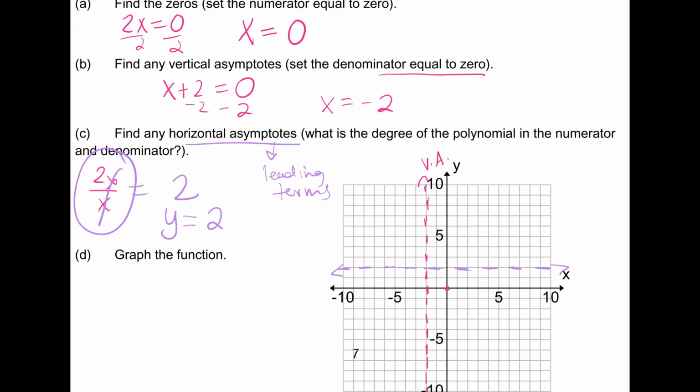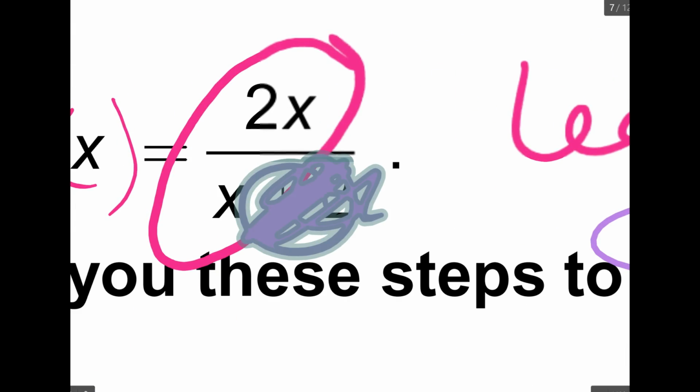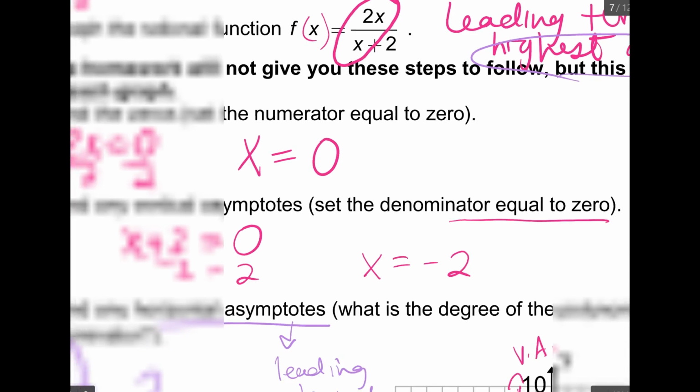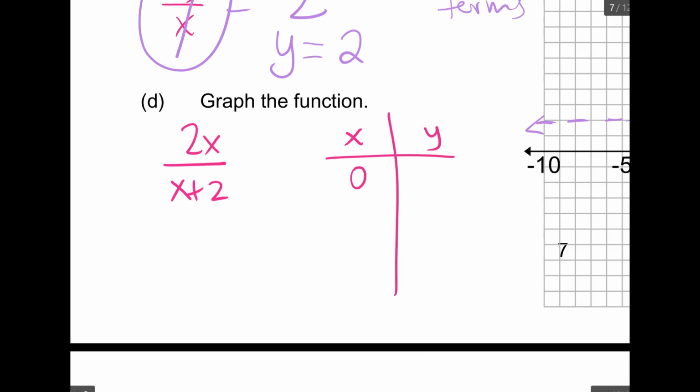So I already have 1 point. Remember, if I plug in 0 for x, what do I get for y? Zero. Right. Because I have 2x over x plus 2. If I plug in 0 for x, I get 0 for y.